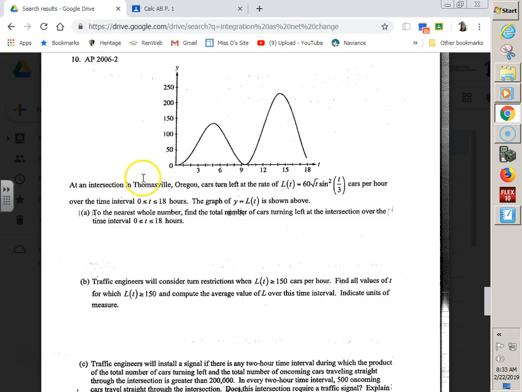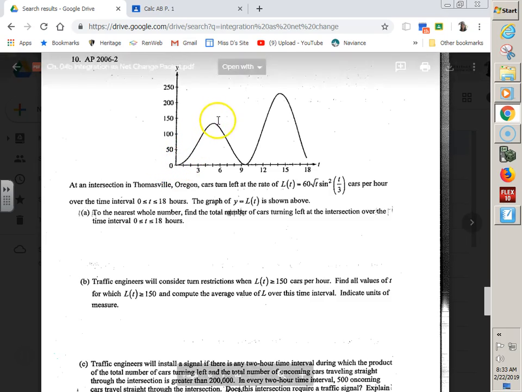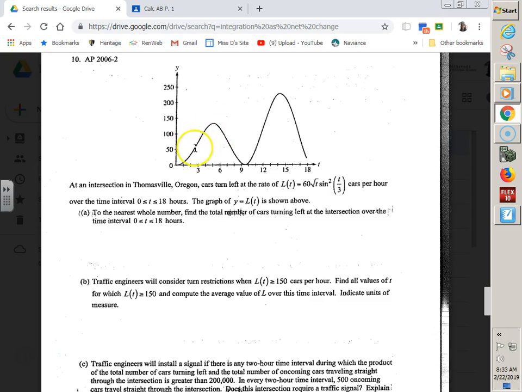Do you guys see that? Wait, this is a graph of velocity, right? Of rate? Why did they show me this? Well, whenever the rate is positive, aka whenever the values of the velocity are above, this whole area is how much this particle, this car, this something or other moves to the right.